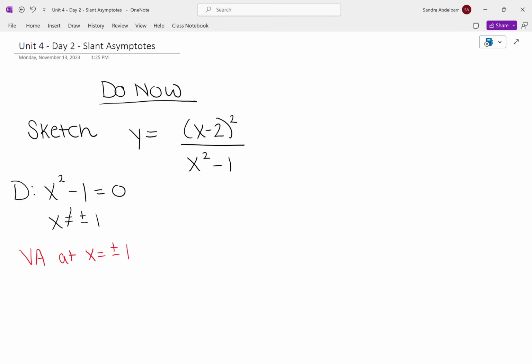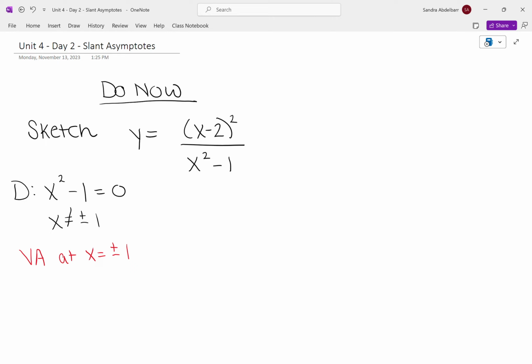Did we speak about holes in the graph? We did. When will there be a hole in the graph? Good. If something would make the denominator 0, but we end up canceling it out. Is that the scenario here? Will anything cancel out? No. Since nothing cancels out, there will be no holes in this graph.